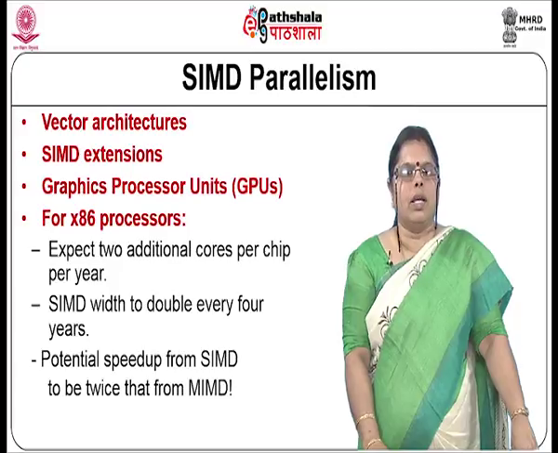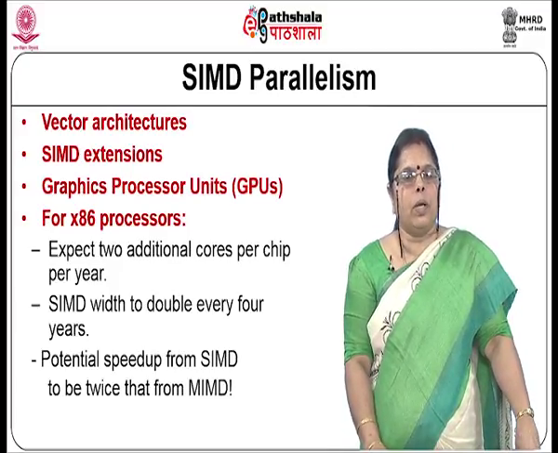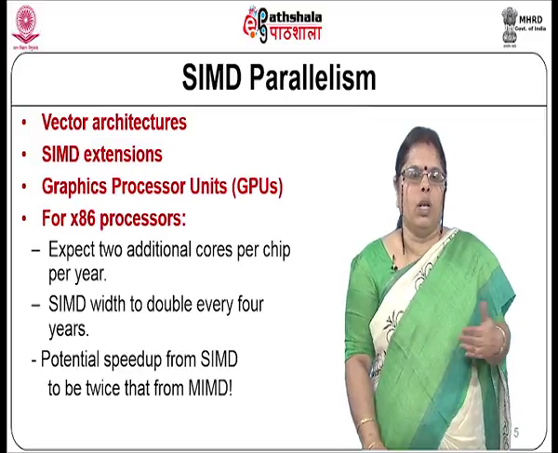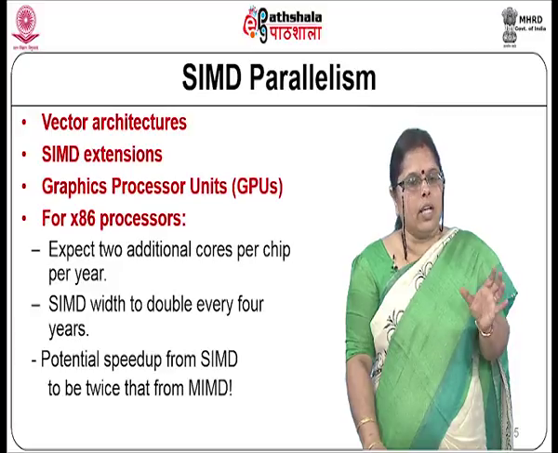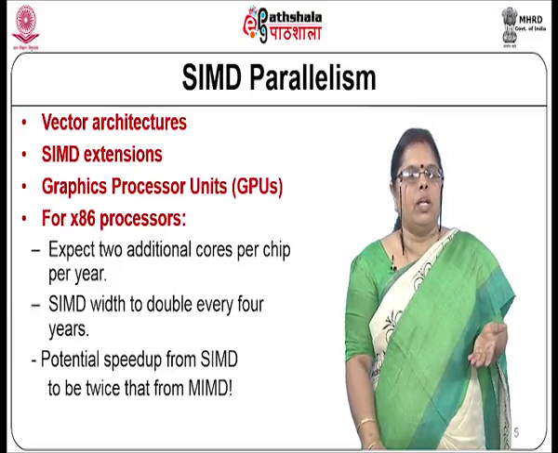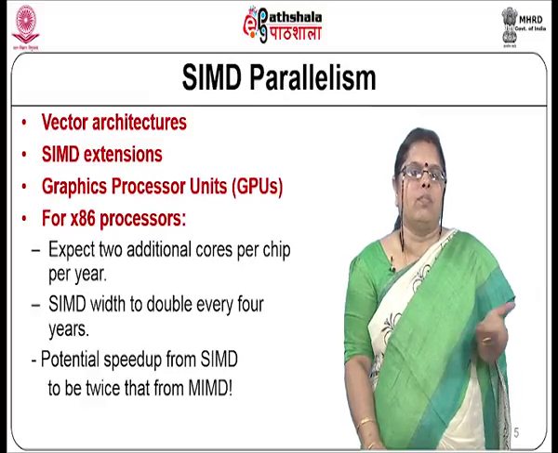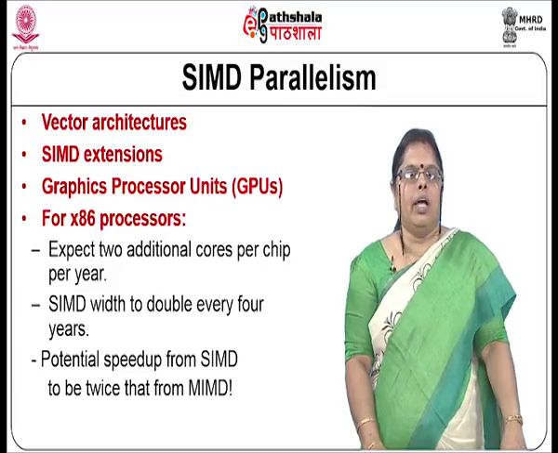If you look at x86 processors, you can expect that 2 additional cores will come up per chip every year, the SIMD width is going to double every 4 years, and the potential speedup from SIMD is going to be twice that from MIMD. So, it is only natural that we will have to explore this type of parallelism further.